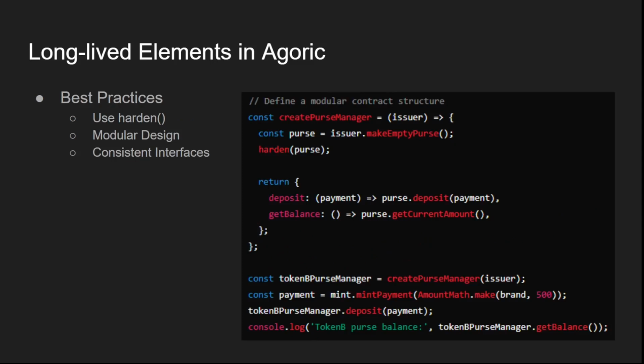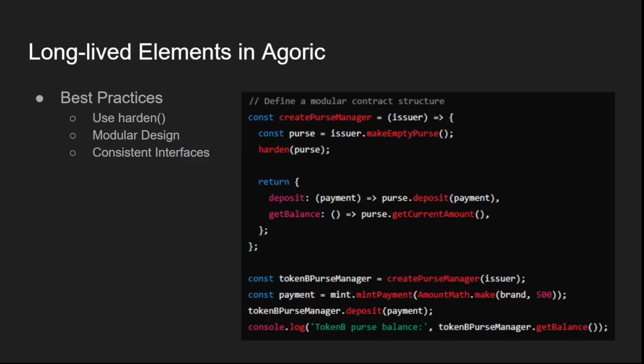Implementing best practices for managing long-lived elements ensures that your contracts are robust, secure, and maintainable. Always use harden to freeze objects that should not change, ensuring their immutability and security. Design your contracts in a modular fashion, separating concerns and making it easier to manage and update state.